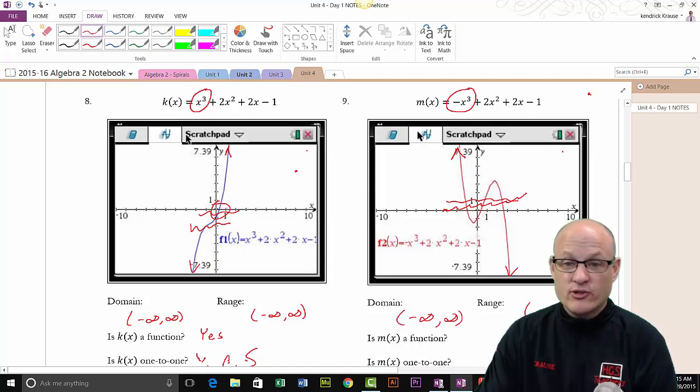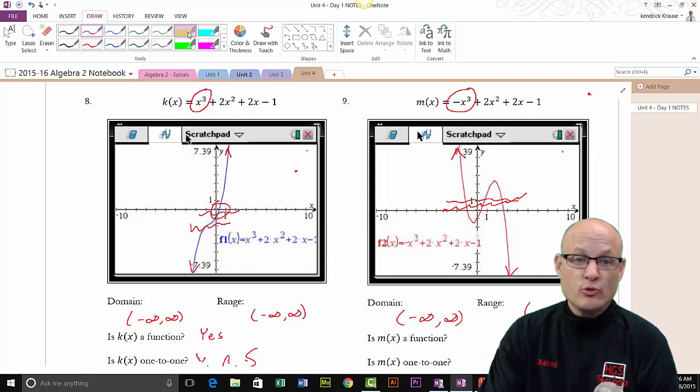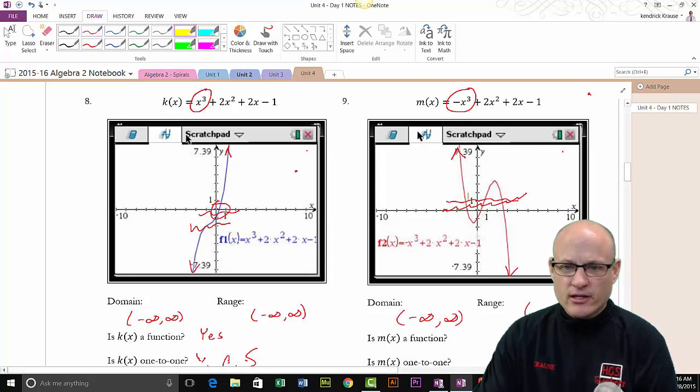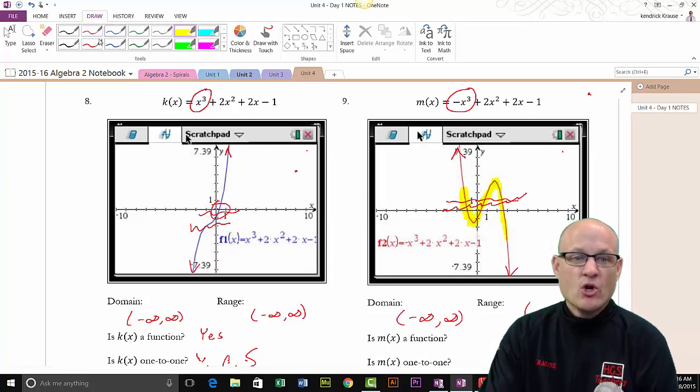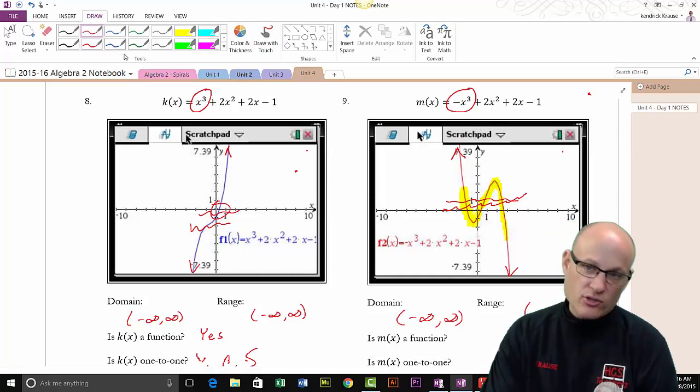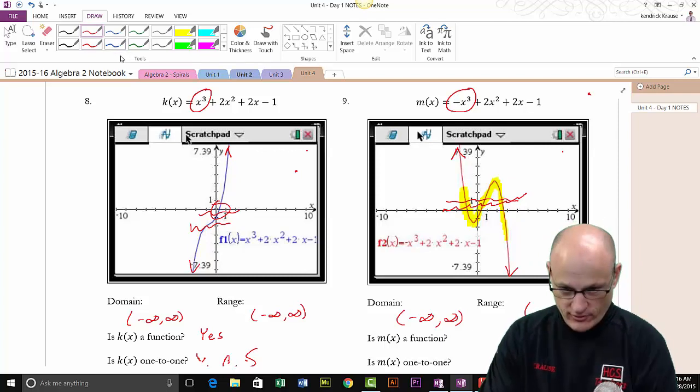Now, I don't really care what it's doing in this little swoop-de-swoop stuff right here. I don't care about this. Man, I'm getting seasick already. What I care about for range is, what is it doing at the ends? Is it going left forever, right forever? Is it going up forever, down forever?